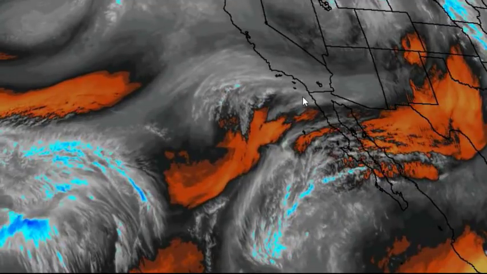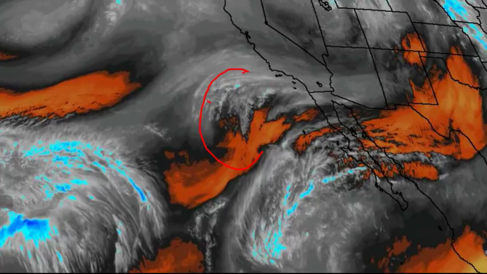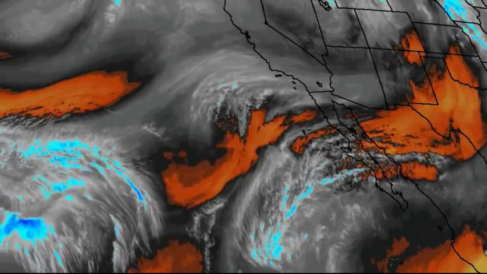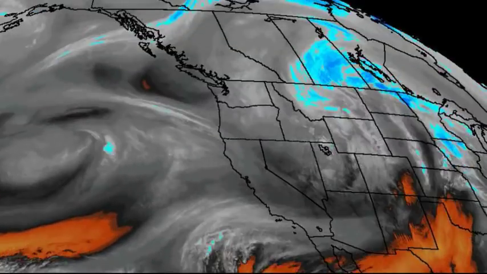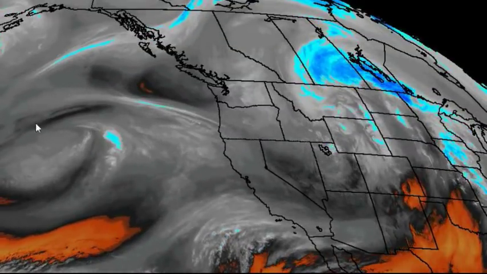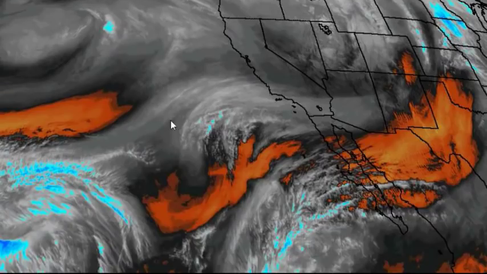Looks kind of busy out there in the eastern Pacific. We've got a couple of pretty good waves in this flow right here. Another one out there near Hawaii, just east of there. And this big upper level low just kind of spinning out there south of the Gulf of Alaska. So quite a lot going on there.